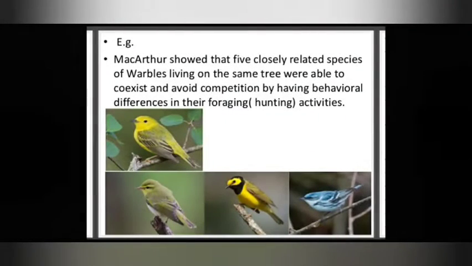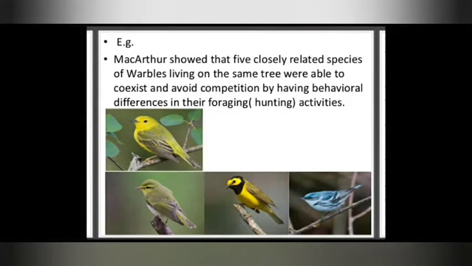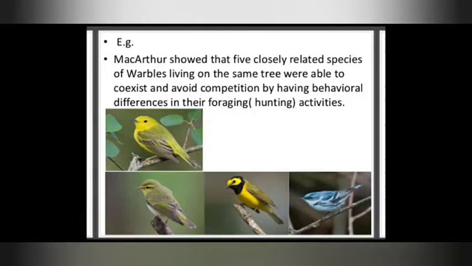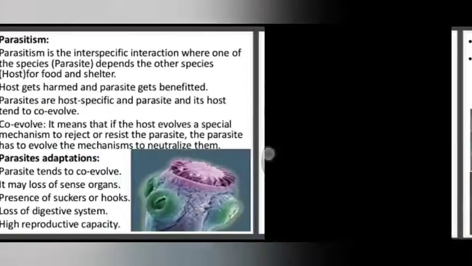For example, MacArthur showed that five closely related species of warblers, which are birds, living on the same tree were able to coexist and avoid competition by having behavioral differences in their foraging or hunting activities. So they try to avoid competition.